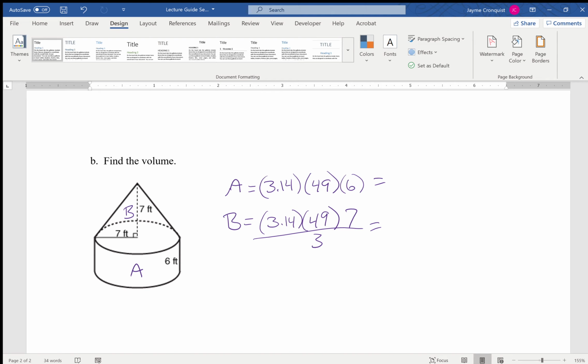So we have 3.14 times 49 times 6. And then we have 3.14 times 49 times 7 divided by 3. All right, so the first one is 923.16. The second is 359. We're going to add those together. And we get 1,282.17 feet cubed.